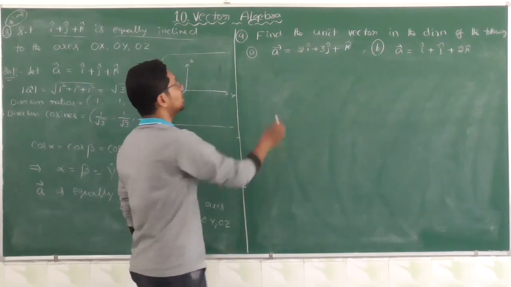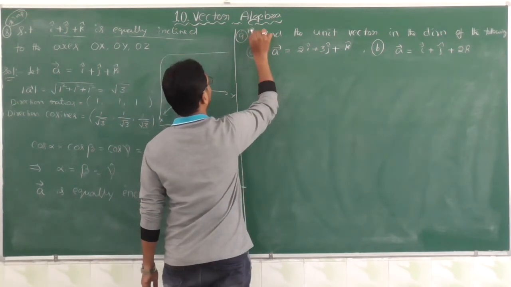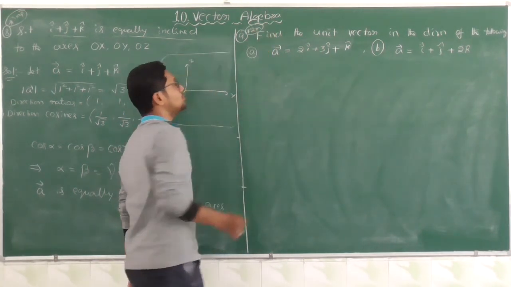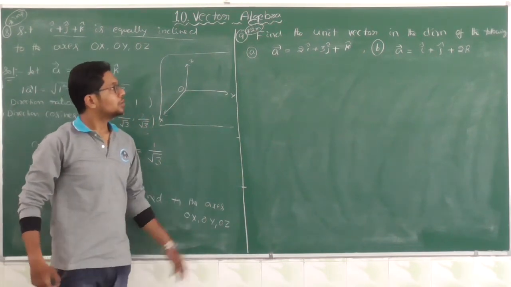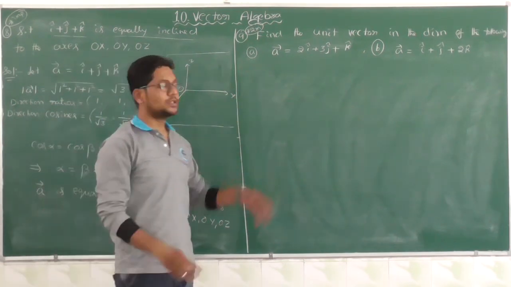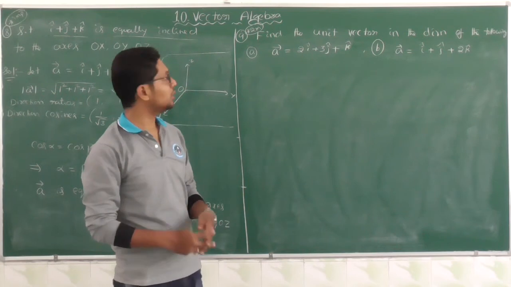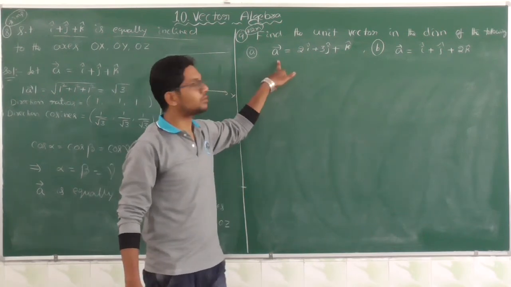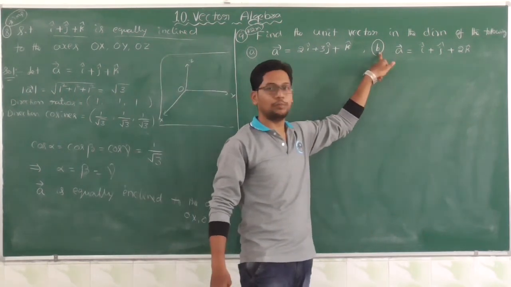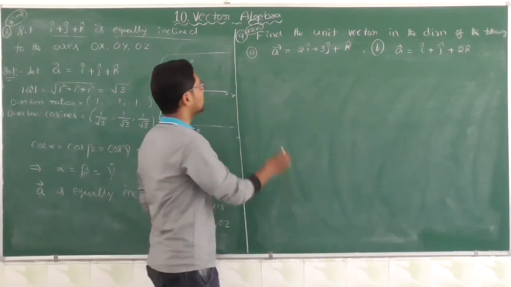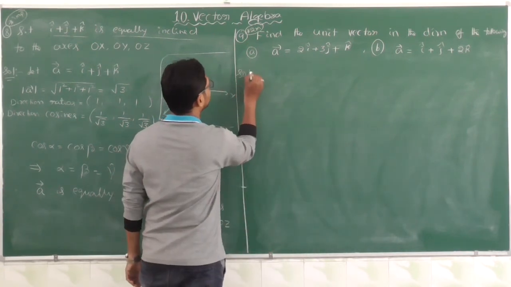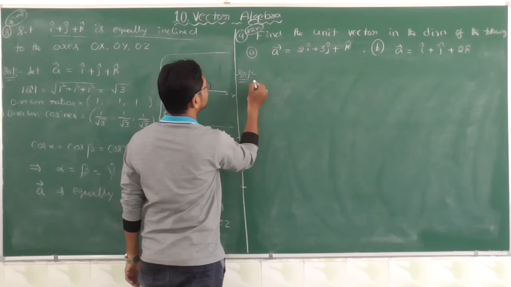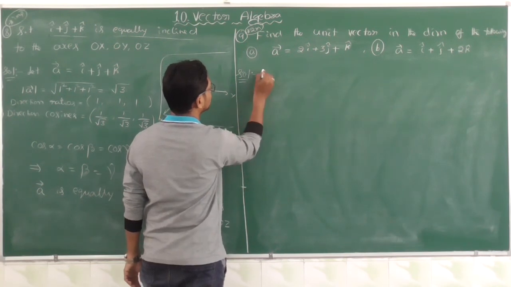Finding unit vector is very important for 2 marks questions. Okay, I will explain the first one. The second question B is homework. First, let us find the unit vector in the direction of the A vector. That is the first question.